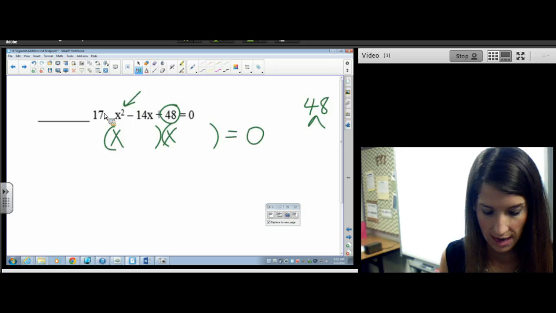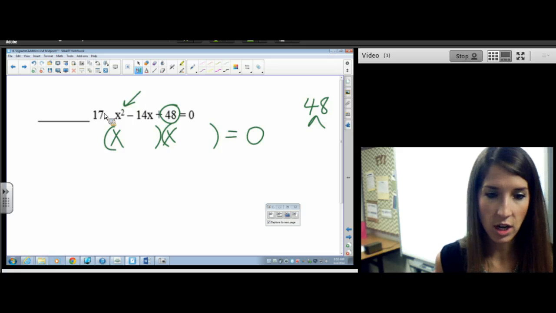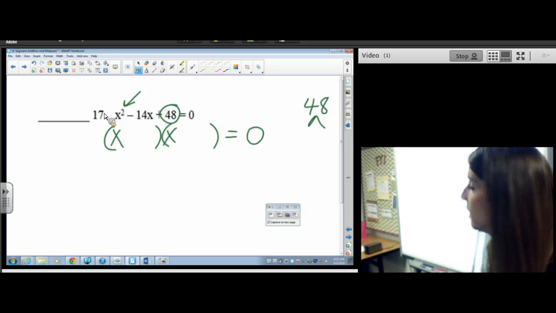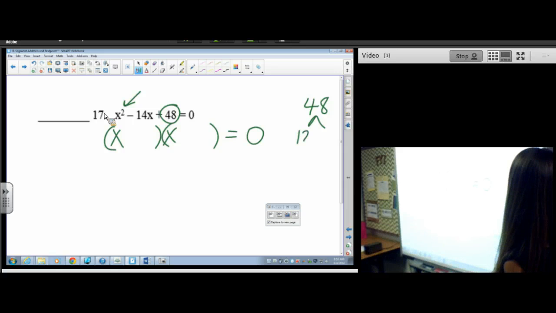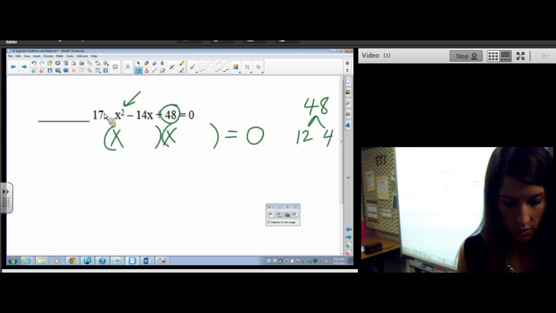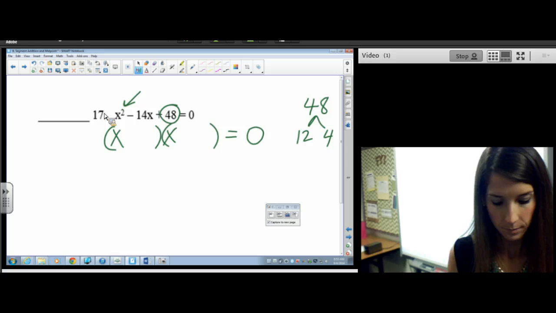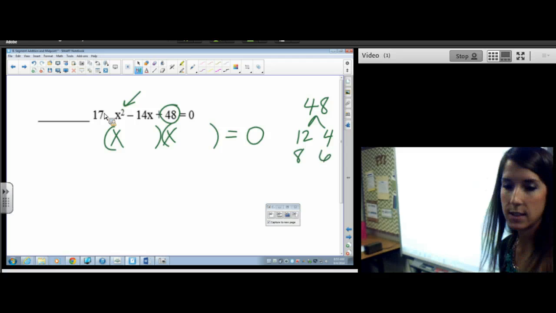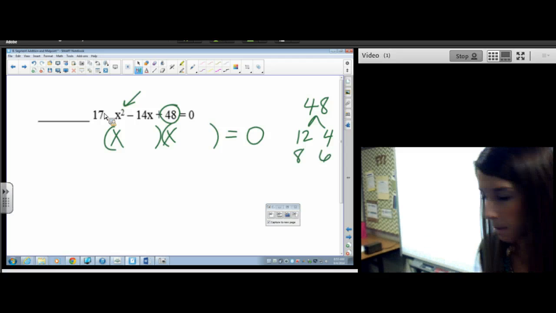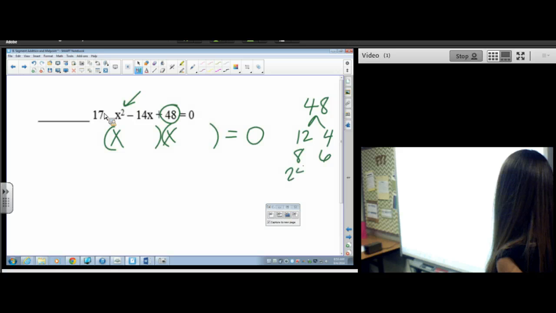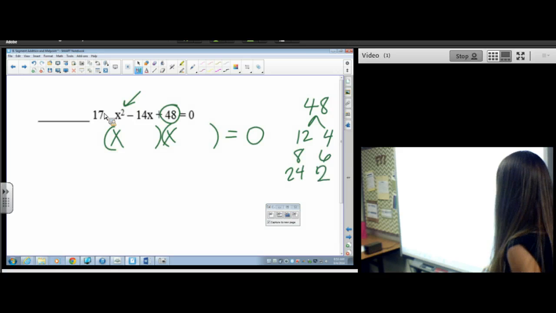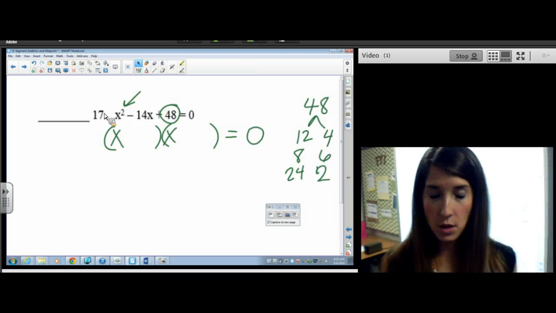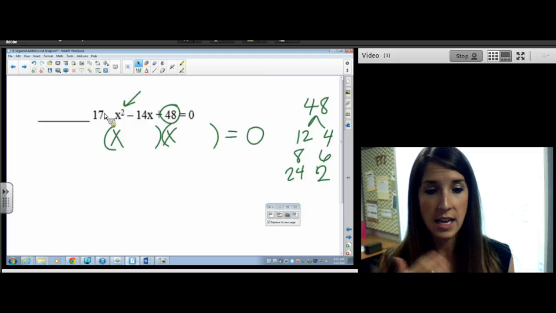So the way that you do that is you can go to your calculator and just start dividing 48 by things. So we've got 12 and 4. What else? 8 and 6. 24 and 2. Now, you can stop at any time and you can start playing with those numbers and see if you have a winner.